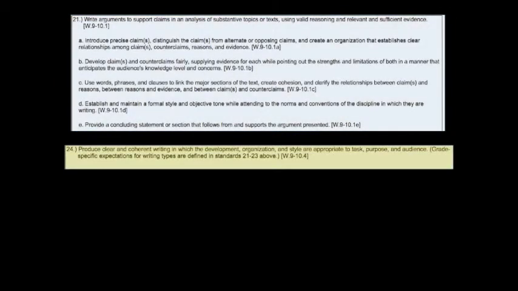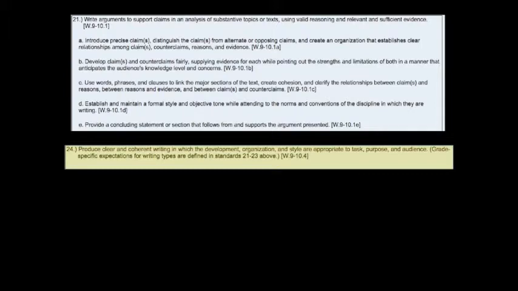Letter D, establish and maintain a formal style and an objective tone while attending to the norms and conventions of the discipline in which they are writing. And E, provide a concluding statement or section that follows from and supports the argument presented. One would notice that Writing Standard 10.4 is equally complex when viewed by itself. Produce clear and coherent writing in which the development, organization, and style are appropriate to task, purpose, and audience.